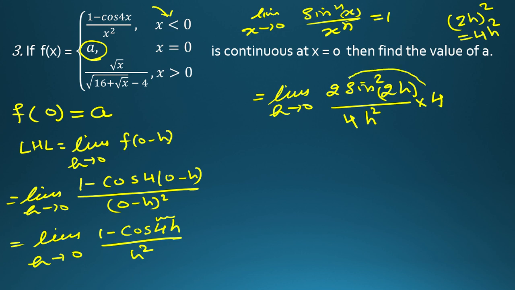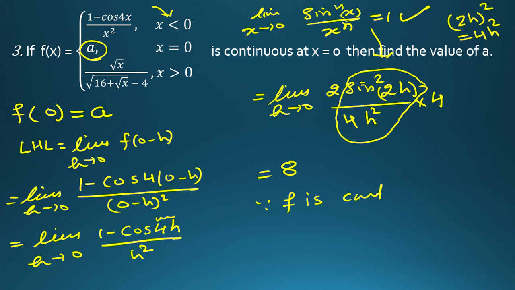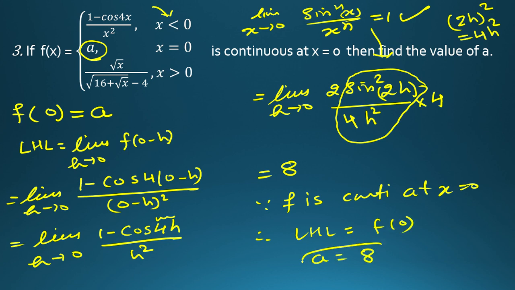Okay. Now this will be equal to 1 using this formula. Okay. This one. Now this is equal to 4 times 2, means 8. So since f is continuous at x is equal to 0, therefore LHL must be equal to f(0). It means a must be equal to 8. This is the answer. Okay, but I want you to understand by another method also, by using RHL.